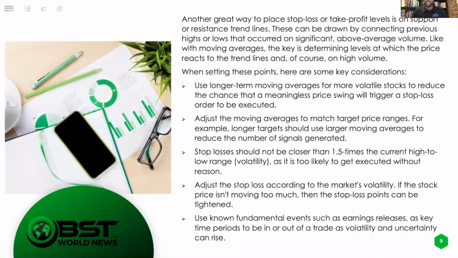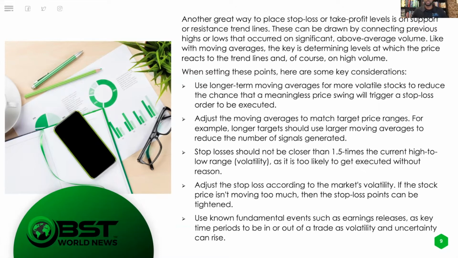All right. Another great way to set stop losses or take profit levels is on support or resistance trend lines. These can be drawn by connecting previous highs or lows that occurred on significant above average volume. Like with moving averages, the key is determining levels at which the price reacts to the trend line, and of course, on high volume. When setting these points, here are some key considerations. One, use longer term moving averages for more volatile stocks to reduce the chance of a meaningless price swing that will trigger a stop loss order to be executed.